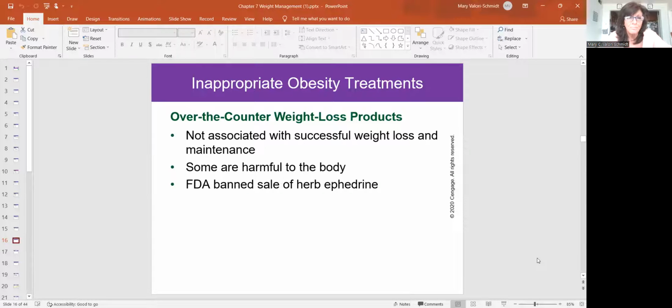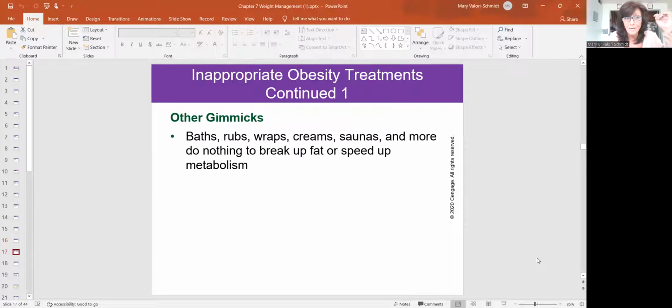Ephedrine is an herb. You can find it in Sudafed. You hear the name kind of sounds the same. It's a kind of a stimulant, right? So the FDA actually banned the sale of it. That was one of the ingredients in fen-phen back in the day.